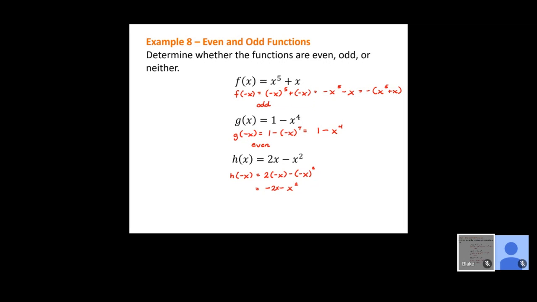Okay. So like people said, this is not the same function we started with. Is it the opposite of the function that we started with? It's also not the opposite, right? Because we started with a 2x and a negative x squared. We got a negative 2x, but we kept the negative x squared. So this is not the opposite. So in this case, we would have to say this is neither even nor odd, which means graphically, right, we have no symmetry in terms of y-axis or origin.